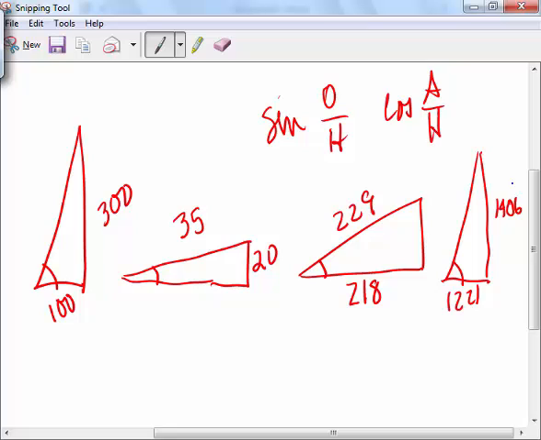So as you can see, the more you memorize those relationships, sine is opposite over hypotenuse, cosine is adjacent over hypotenuse, and tangent is opposite over adjacent, the easier it is to get these correct.